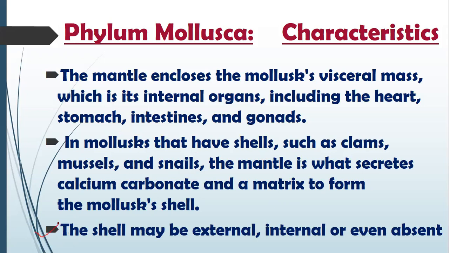The shell may be external in the case of a snail. It may be internal in the case of squids, and it may even be absent in the case of octopus. The exoskeleton, the shell, may be absent altogether in the case of octopus. So there are multiple varieties of organisms present in this group.